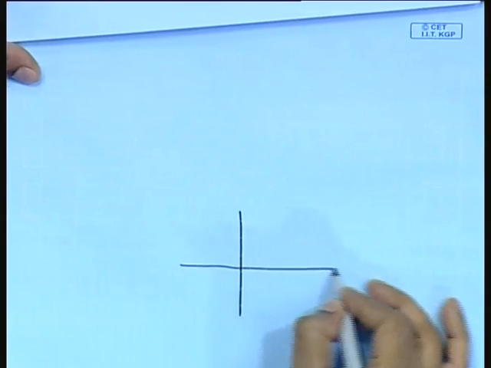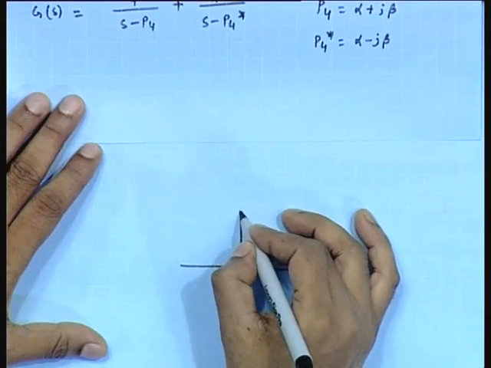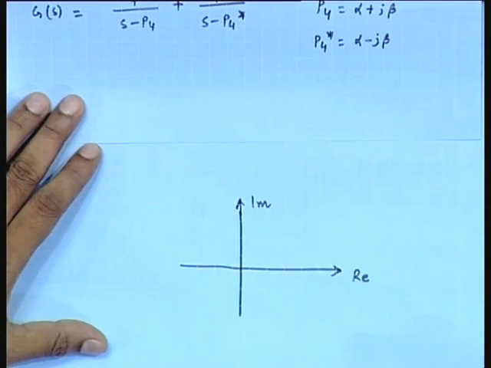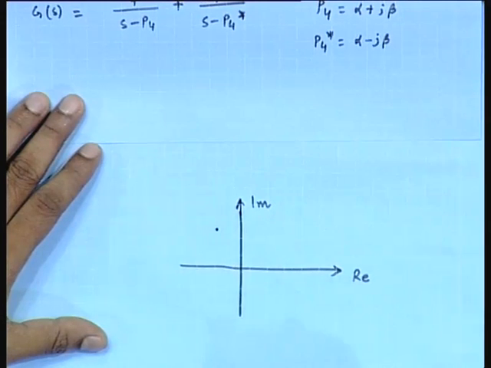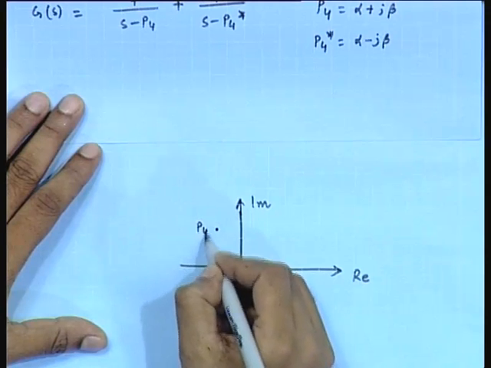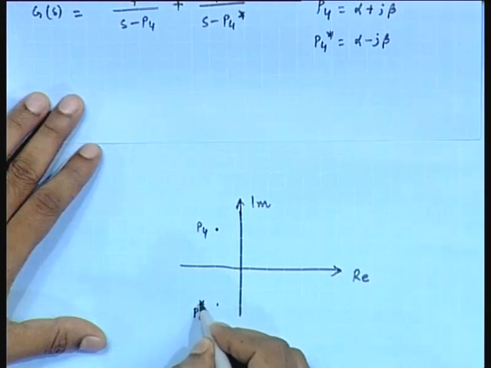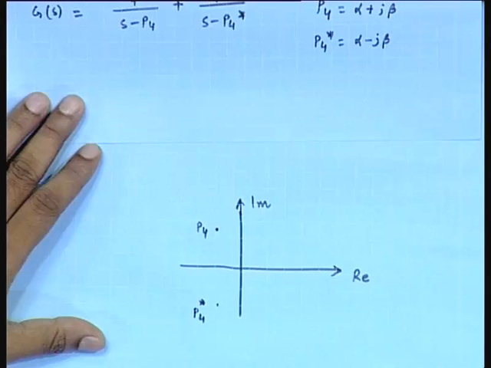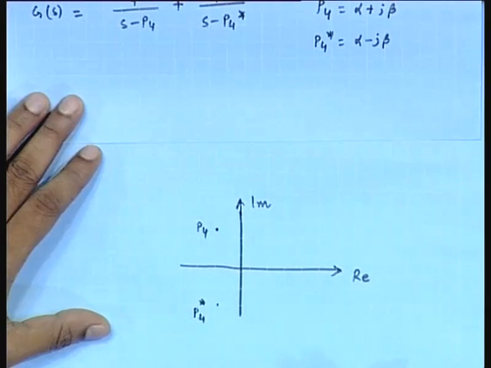Now, we have to represent them in the complex plane. This is the complex plane, this is the real axis, this is the imaginary axis. Suppose one pole, that is P4, and another pole, that is here, P4 star, fine. So, this is alpha plus j beta and another one is alpha minus j beta.